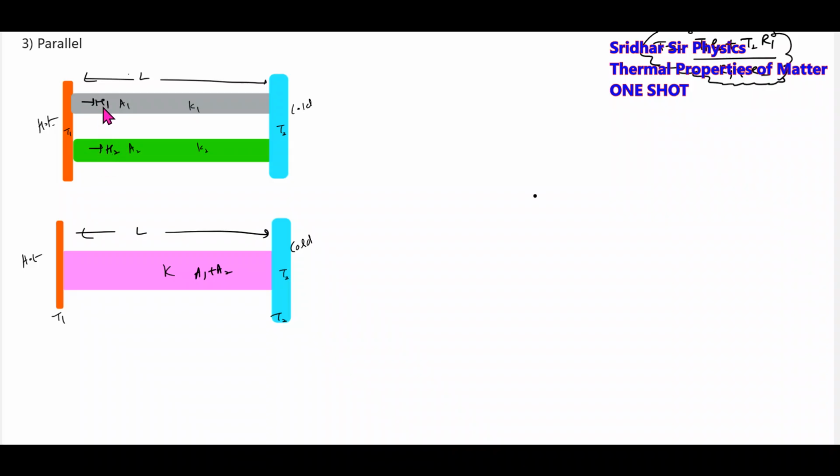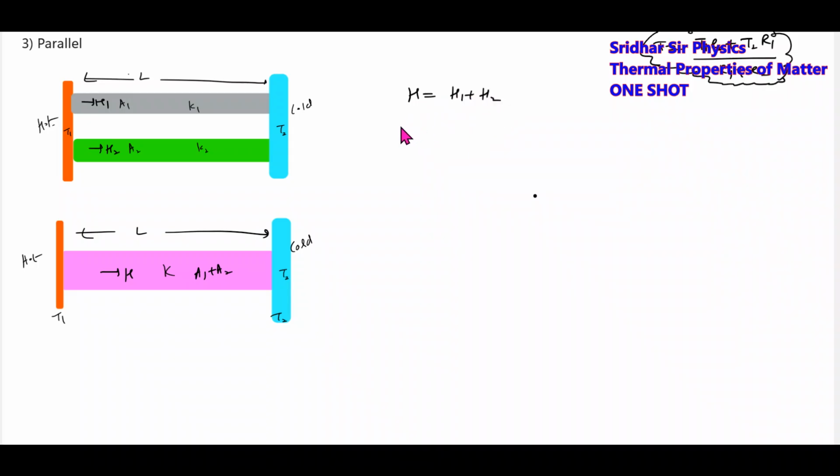What thermal power these two rods together transfer, the same thermal power they should transfer. Then you can say this is the equivalent of this one. The heat energy will flow through here, and through here also. When you can say this rod is equivalent to these two, the power that these two rods transfer across the hot and cold body, the same power they should transfer. H equal to H1 plus H2.